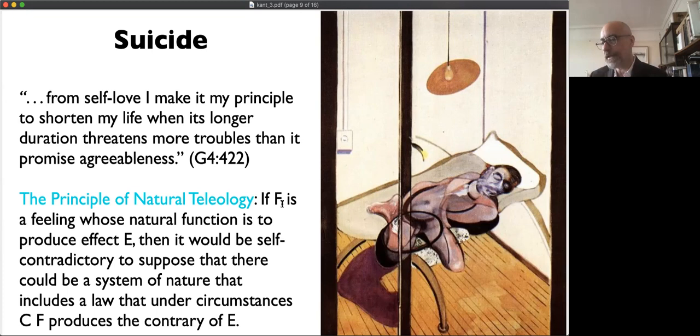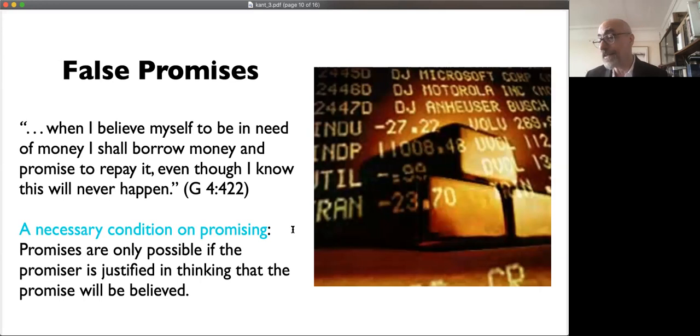Okay, so notice suicide, the prohibition on suicide, that's a duty owed to oneself. It's what he's going to later call a perfect duty. And we'll explain what those are later. The second example argues that the following maxim is impermissible. When I believe myself to be in need of money, I shall borrow money and promise to repay it, even though I know that this will never happen. Okay, so let's begin the procedure. First, we generalize the maxim.